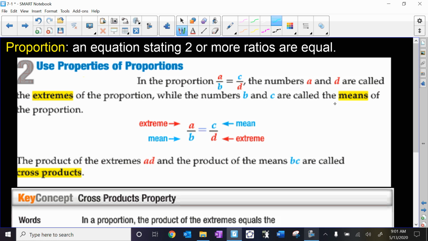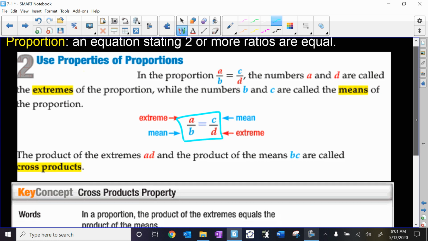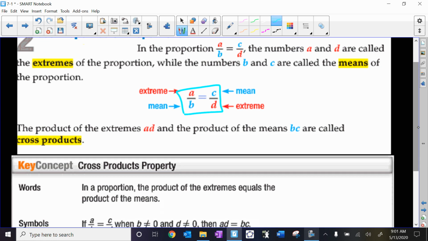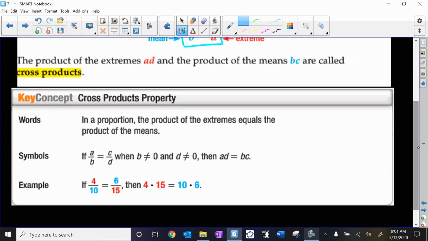I'm not really going to go into what they are. They're just locations within what our proportion is. You can see a basic proportion right down there. We're going to solve proportions using what we call cross product, which means that we're just going to multiply, for example, A times D, and that should equal then C times B. You can see that. That's what they have here in the box.